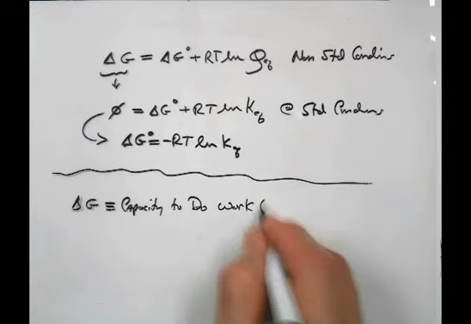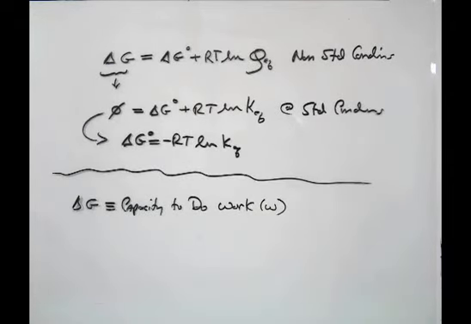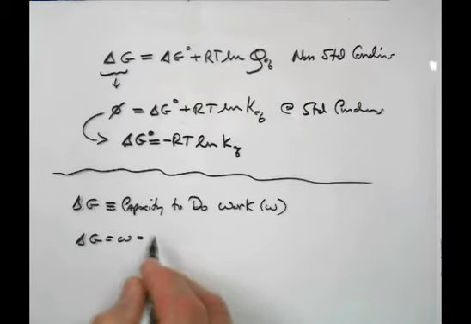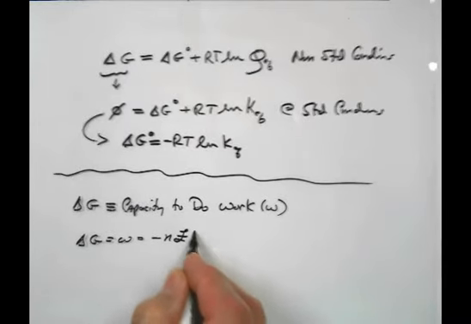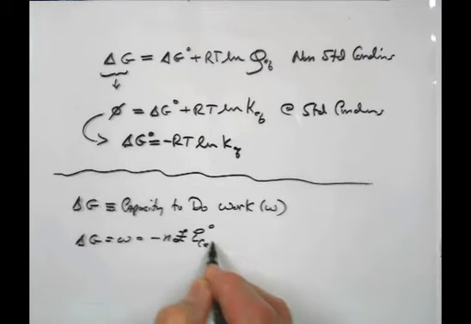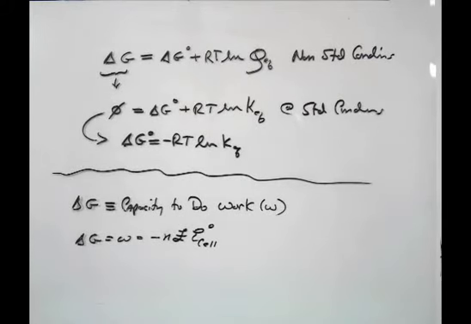Well, work is W, and if you look in most textbooks, you'll find delta G equals work, which equals minus nF E naught cell. So that is if you have a standard cell. Well, we have 1 molar concentrations. You can calculate the delta G of your standard cell, and it is minus nFE. Yes, you will have this problem on the exam.